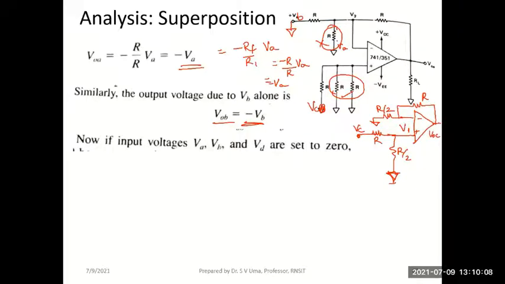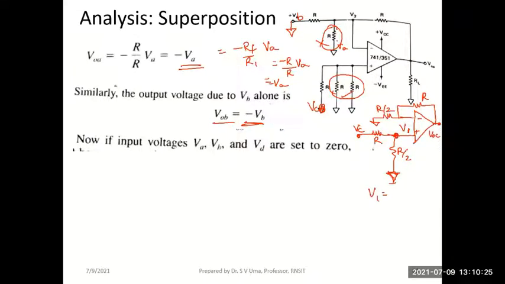If you have to find VOC, first you have to find this V1. What is the voltage V1 at the non-inverting terminal? If you find that, only then you will find VOC. Can you tell me what is V1? The same thing we are repeating again and again, so many times.